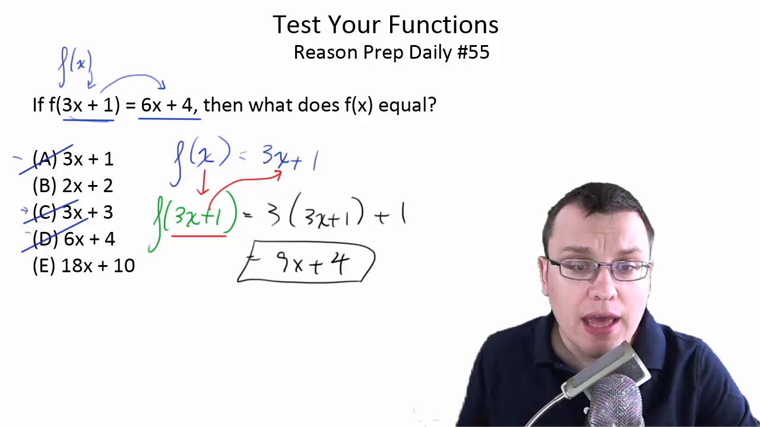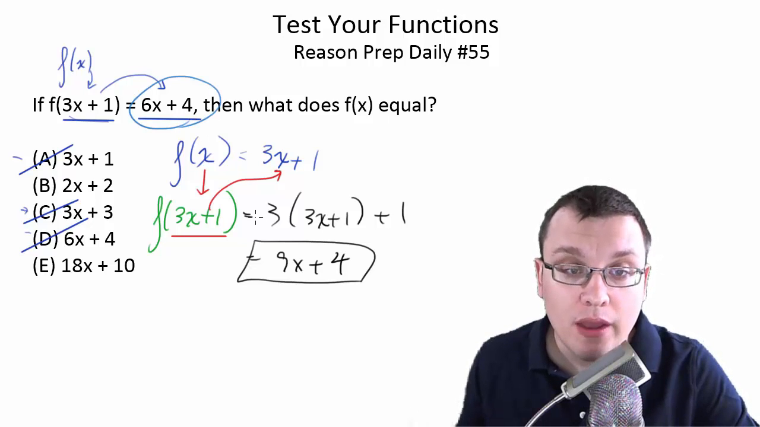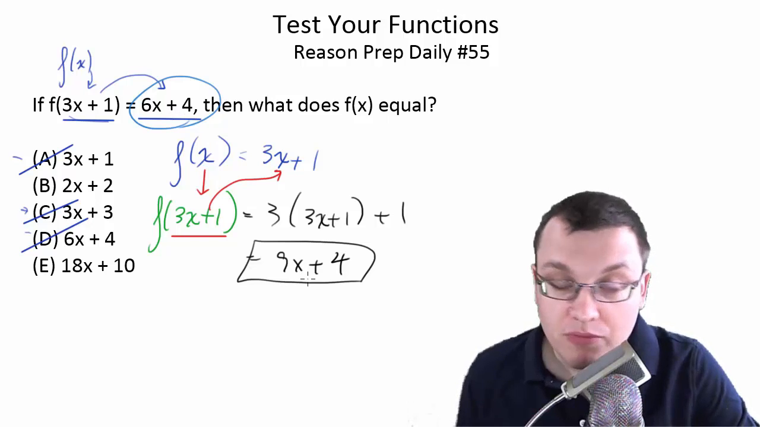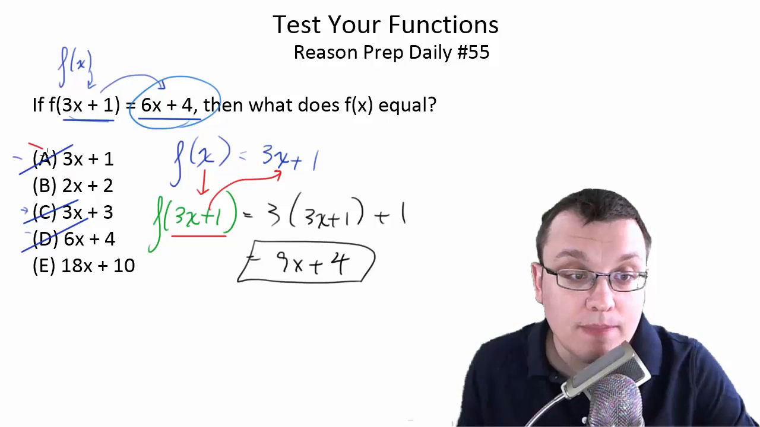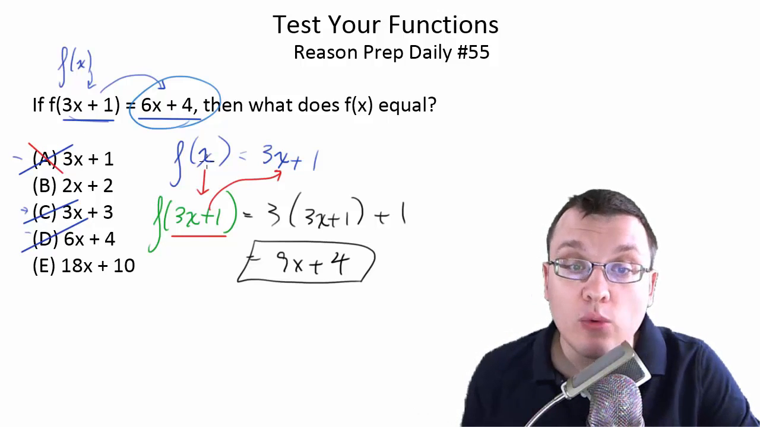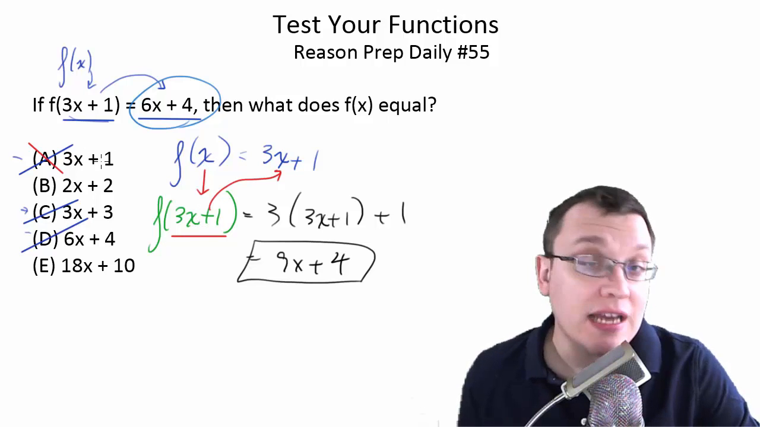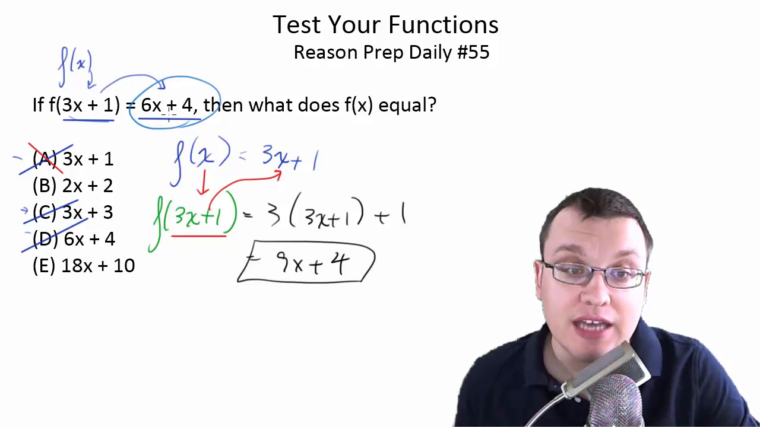Now, if we look at what it should equal, 6x plus 4, we see that these are not the same. 6x plus 4 and 9x plus 4, they're somewhat close, but they're not the same. So this can't be our answer. 3x plus 1, we'll put another cross through it, can't be our answer because when we replace x with 3x plus 1 in the function as defined by 3x plus 1, we don't get what we would have expected. We don't get 6x plus 4.